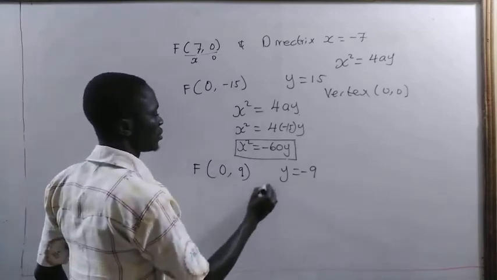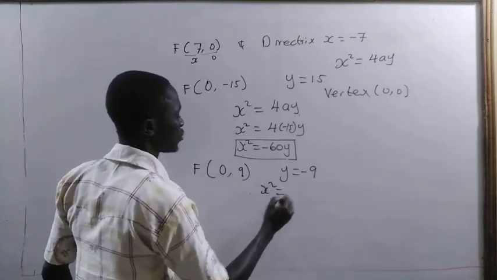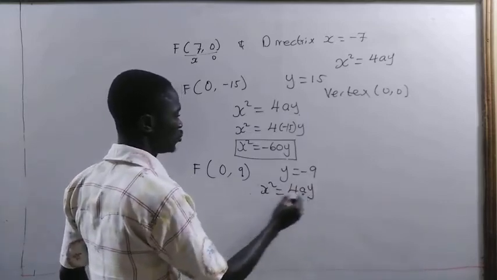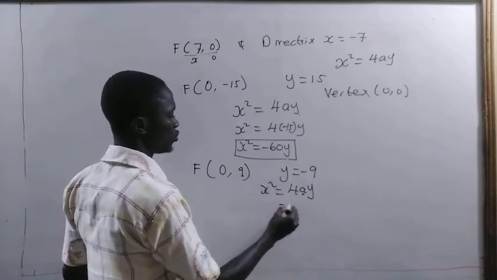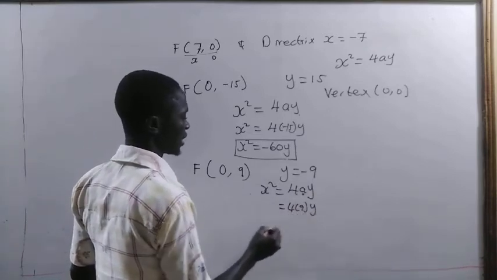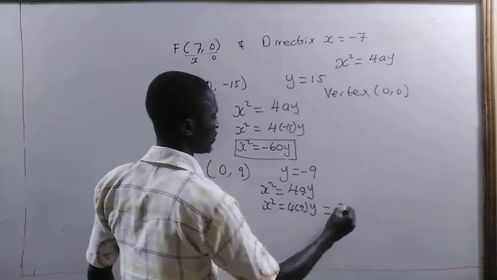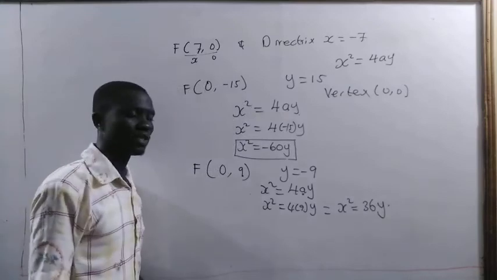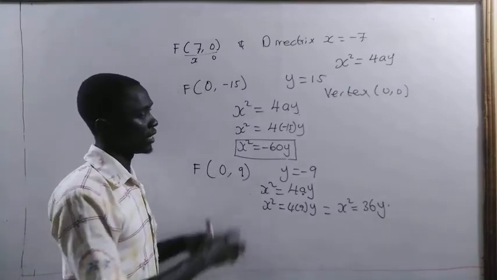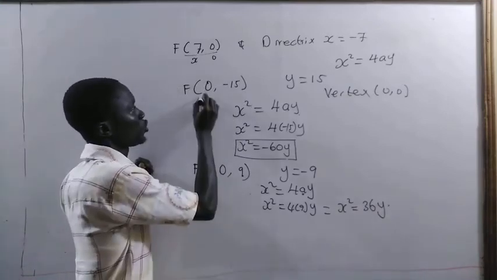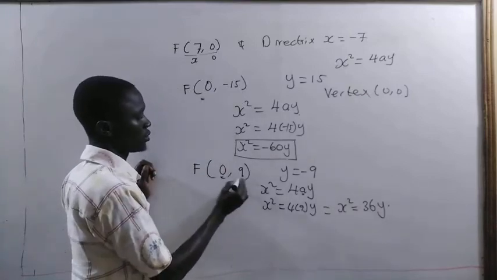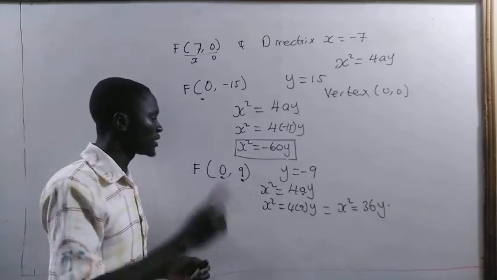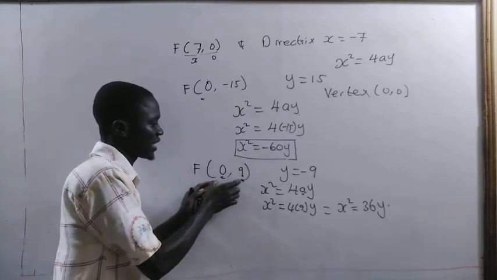So we take x squared is equal to 4ay, and here we have a to be positive 9. So we have 4 times positive 9 times y equal to x squared, and that will give us x squared equal to positive 36y as the equation of the parabola with its focus at 0, positive 9, and directrix as negative 9. So always, when you are given this, just check the focus.